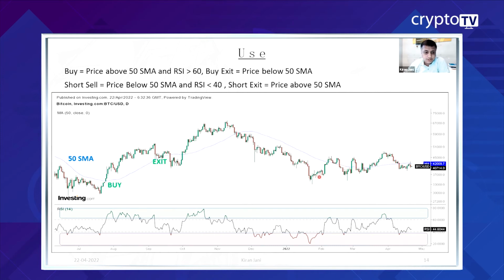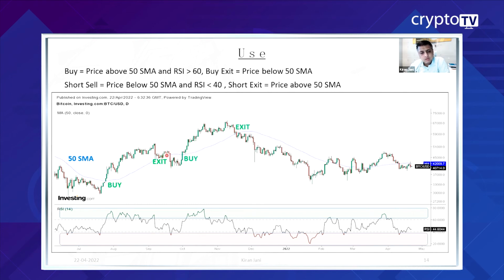Now we have to check whenever our price crosses over the 50 days moving average and RSI is greater than 60 or not. So the first trade we got here, you can see the price has crossed over the moving average and RSI is above the 60 level. So our first buy happened over here, somewhere around 33,000. And whenever the price crosses under the moving average, so here it is crossing under, we got the exit over here. So from 33,000 to 45,000, this is a sizable move we got from this particular strategy.